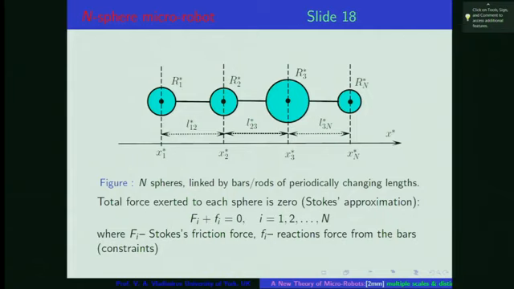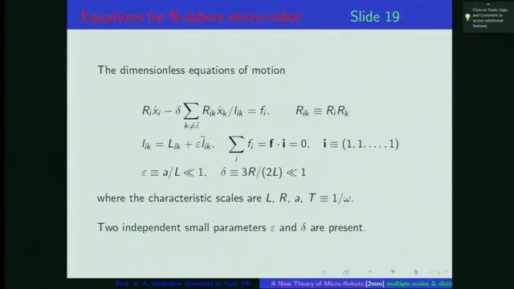and the calculations are based on just a system of equations which says that the force exerted on each sphere must be 0 in the Stokes approximation. And this could be presented in some tensorial form with two small parameters. One small parameter is the oscillations of the rod, considered small, and another is geometrical. The radius of each sphere is small.